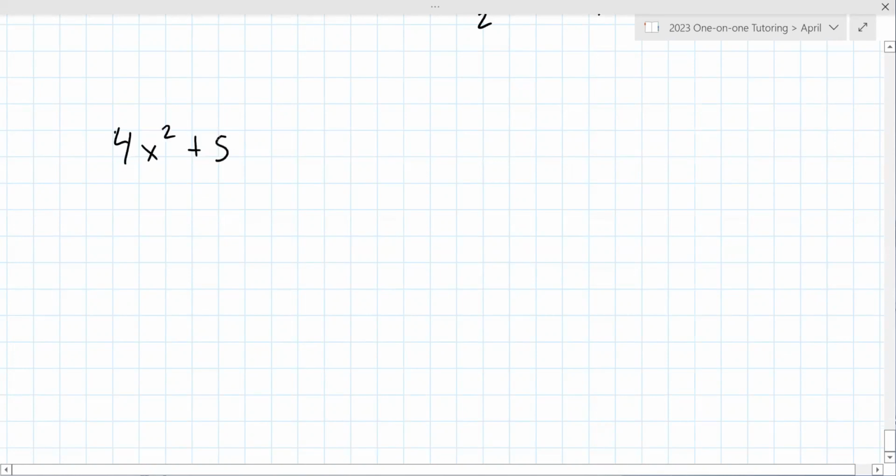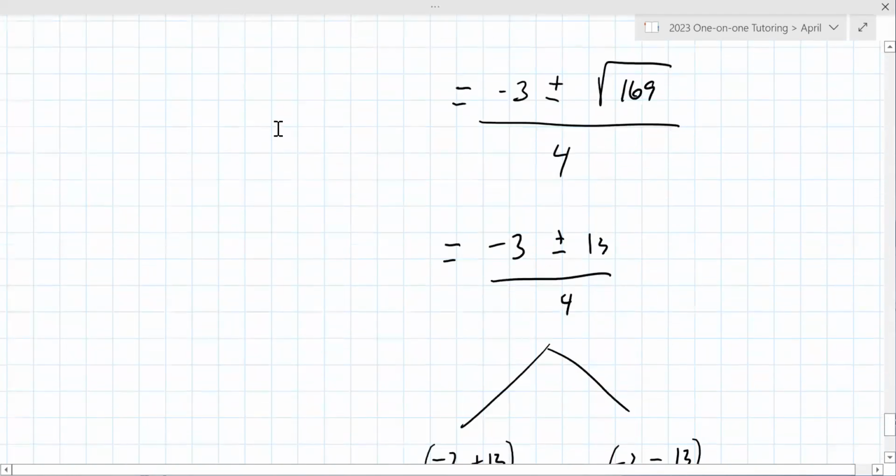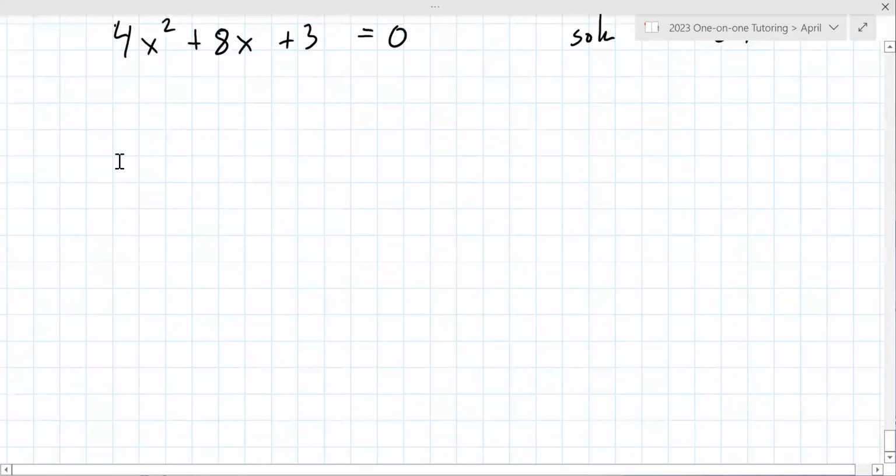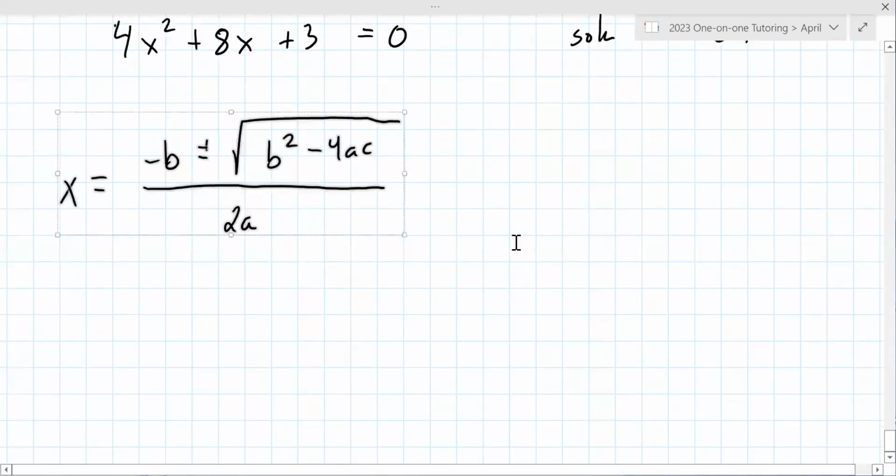4x squared plus 8x plus 3 equals 0. I'd like you to solve with the quadratic formula here. I'll grab the formula again for you. Excuse me. And have you work this one out on your own. It works out nice in the sense that there are no square roots, but that's all I'll say for now on this one.